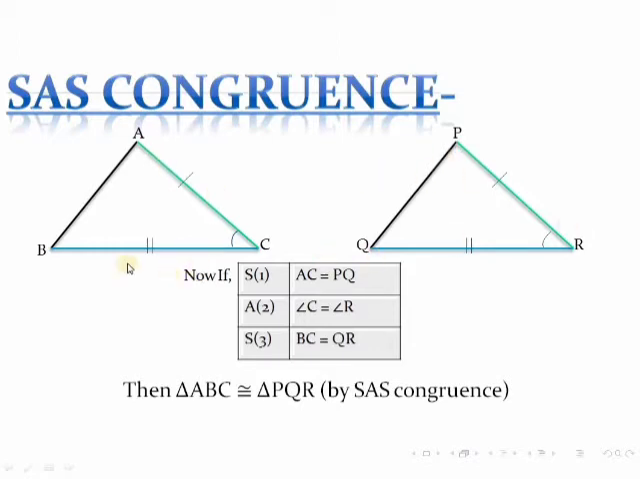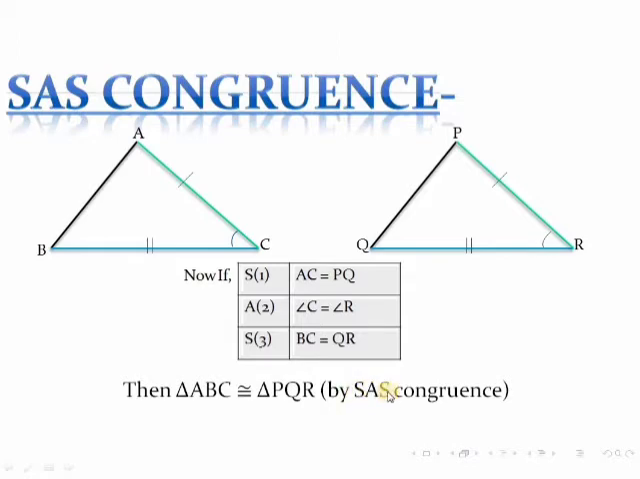If any two sides of two triangles are the same, and the angle formed by those two sides is also the same, so the angle formed by this and this is this one, and the angle formed by this and this is this one, then we say that triangle ABC is congruent to triangle PQR by SAS criterion.